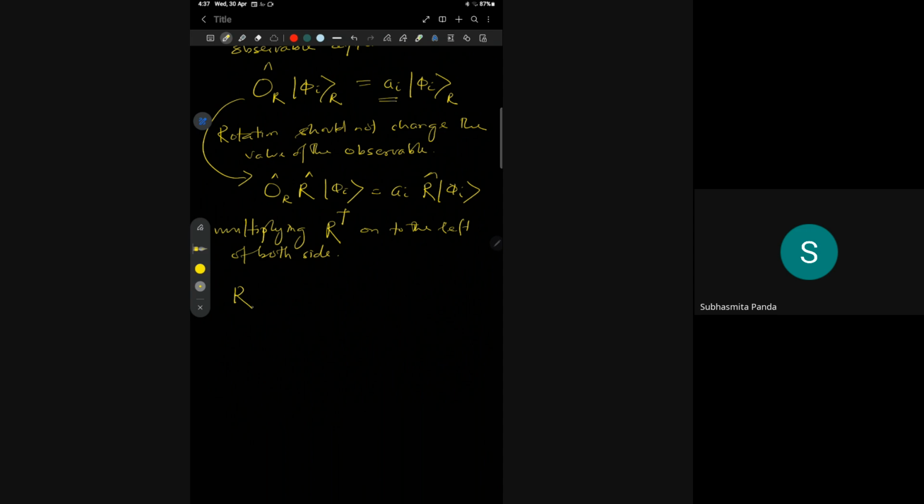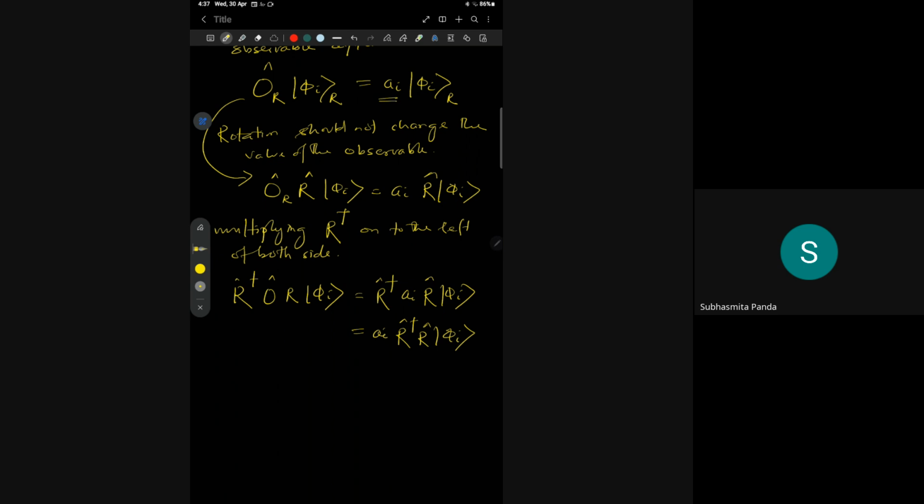R dagger O R phi I is equal to R dagger A I R phi I. Now A I is a number and these two are operators, so A I will come outside. So this will become A I R dagger R phi I.